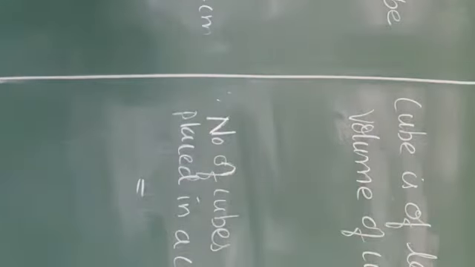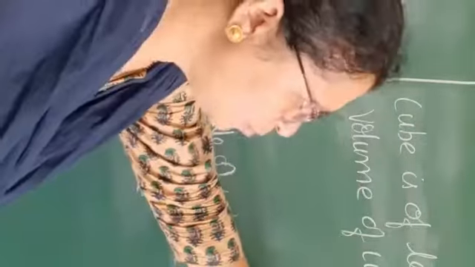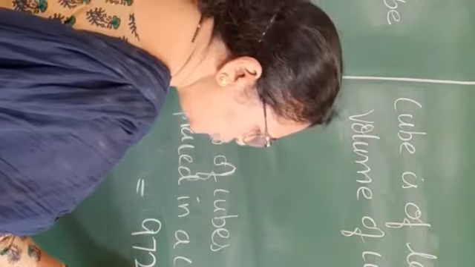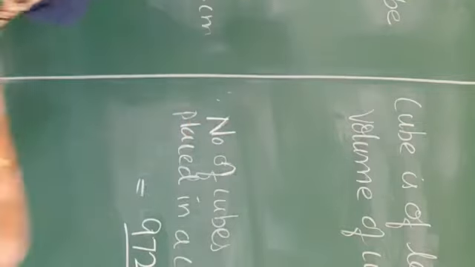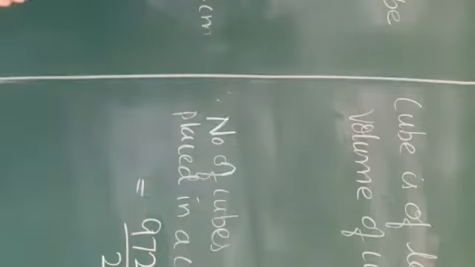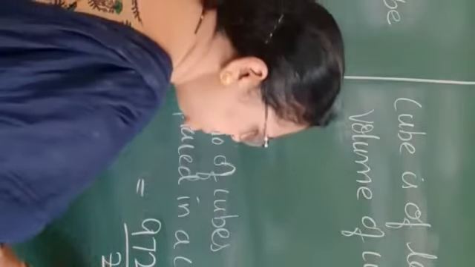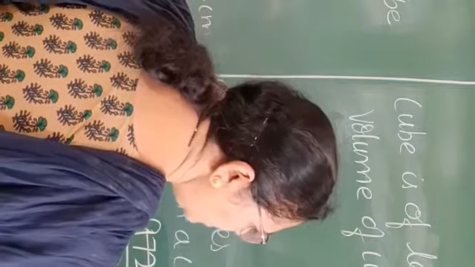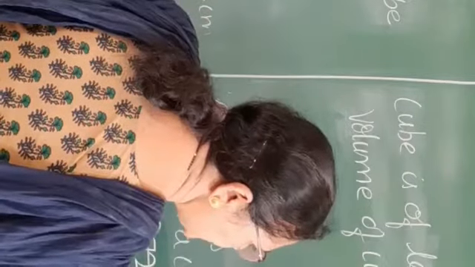We can find the number of cubes that can be placed in a cuboid by dividing the volume of the cuboid by the volume of the cube. So here volume of cuboid is 97,200 cubic centimeters and volume of cube is 216 cubic centimeters. So when we divide this, it works out to be 450 cubes.